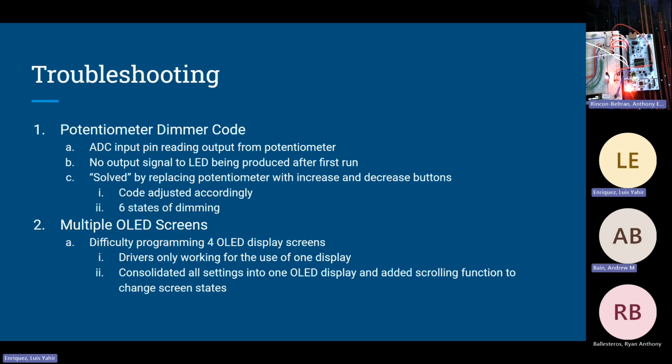Originally, I wanted to have 4 OLED screens so that way we could have one displaying the LED status, one displaying the dimmer status, one displaying the photoresistor status, and then one displaying the motion sensor status. But then once I realized the drivers were set up for OLED screens of just one display at a time, I found out it was too much troubleshooting to try and figure out that problem. So I just decided to implement a little scrolling function with the push of a GPIO input, and that just changes the screen. And I used system states for that, and that's how I was able to show our multiple outputs on one screen.